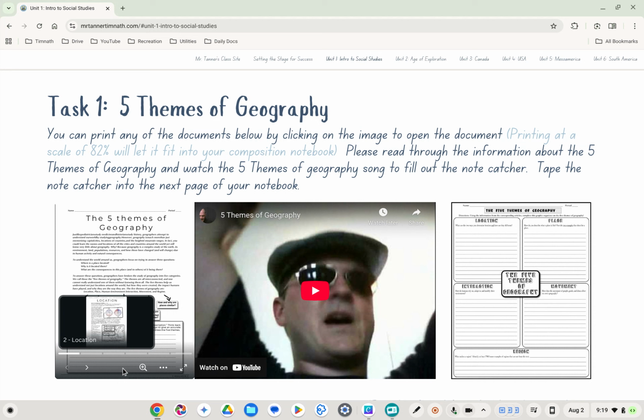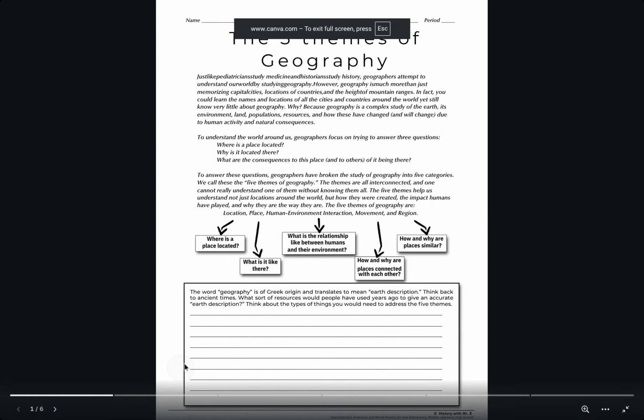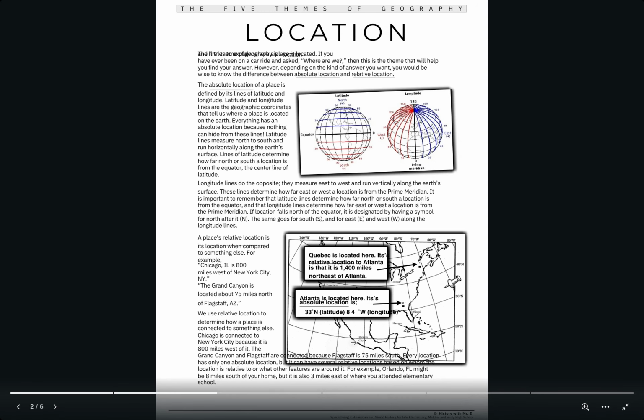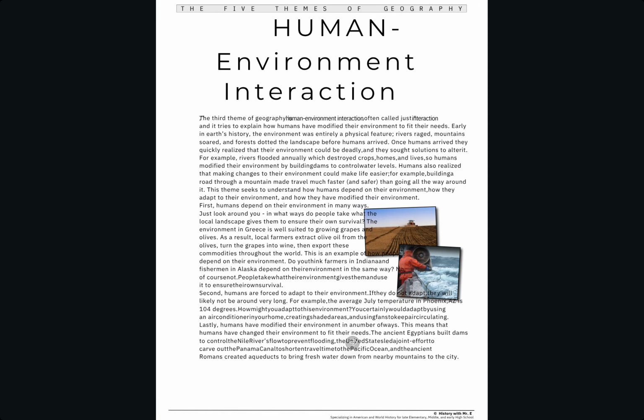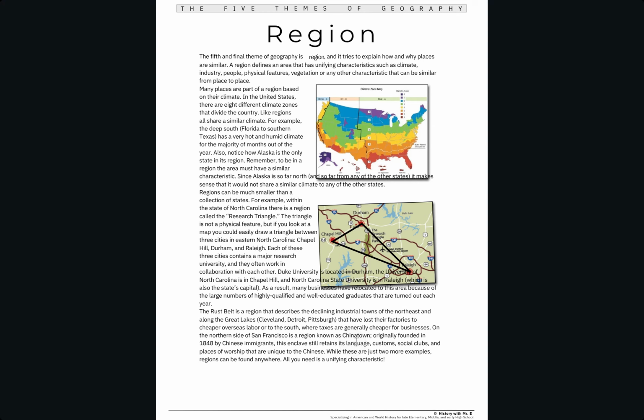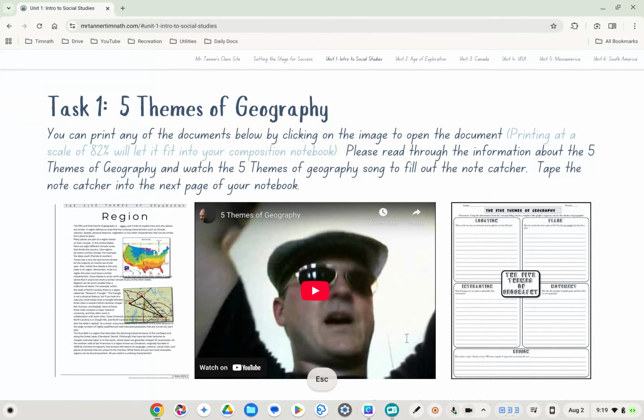The first is a reading, which again, they can access in full screen. They can go through and read about all of the 5 themes of geography: location, place, human environment interaction, movement, and region. And when they're done reading about that, they'll get to watch a kind of silly song about the 5 themes of geography. And then in class, we'll be filling out this note catcher that's located here to the right. And they'll have to just summarize in 2 or 3 key ideas: location, place, human environment interaction, movement, and region.